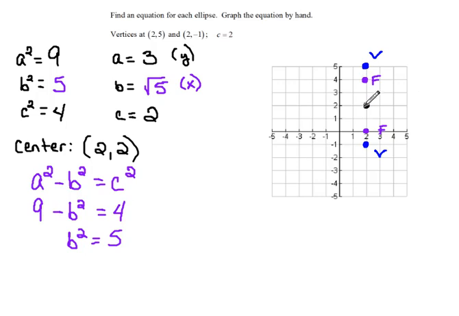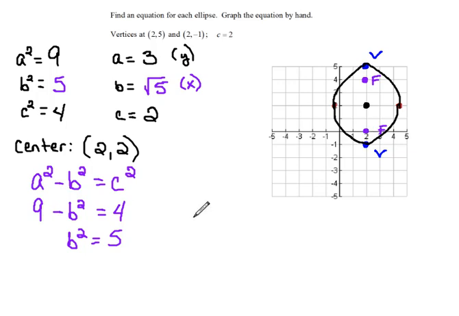Alright, so we're going to go square root of 5, which is a little over 2, so 2 point something or other, and 2 point something or other. There we go. Now we can draw in our ellipse, and hopefully yours doesn't look like a football like mine does, but that's alright. That's everything that we need in order to write the equation.